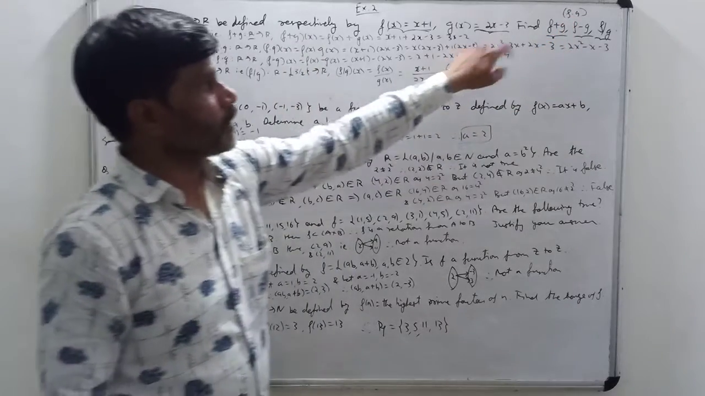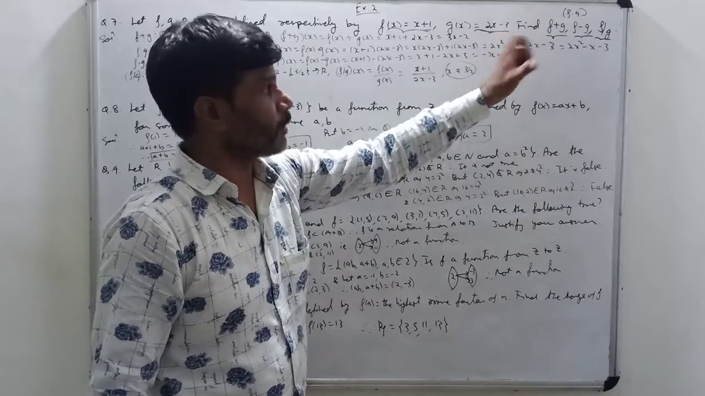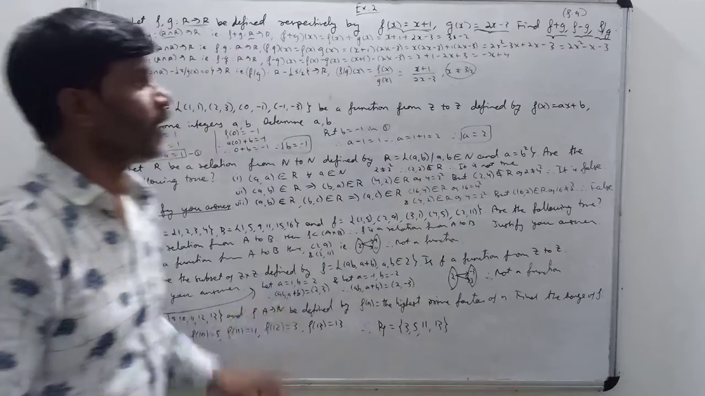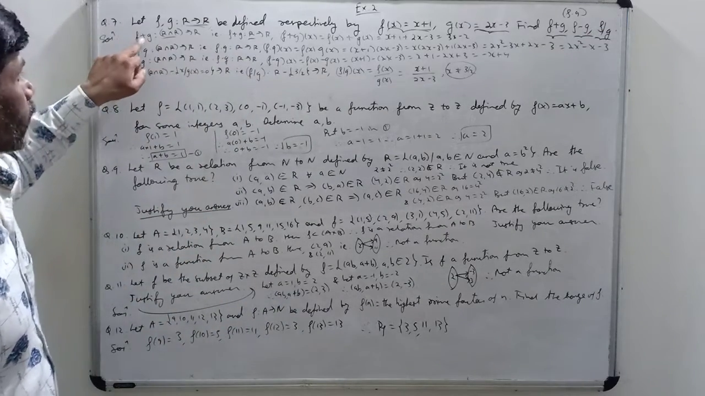Okay, so f plus g means addition of two functions, f minus g means subtraction of two functions, f into g means multiplication of two functions, and f by g means division of two functions, or we can say quotient of two functions. So first of all we will find f plus g.